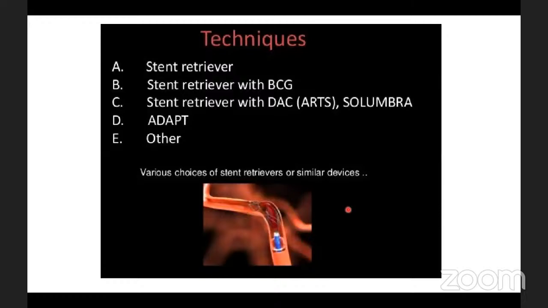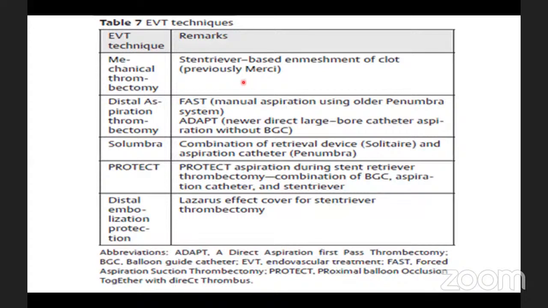Now, techniques of clot retrieval. After the basics of stent retriever, we have stent retriever with balloon guide catheter, with distal access catheter, Solumbra technique, ADAPT, and other techniques. We'll go one by one. So this stent retrieval technique we have already seen. Penumbra we have discussed. The FAST and ADAPT we'll see now.